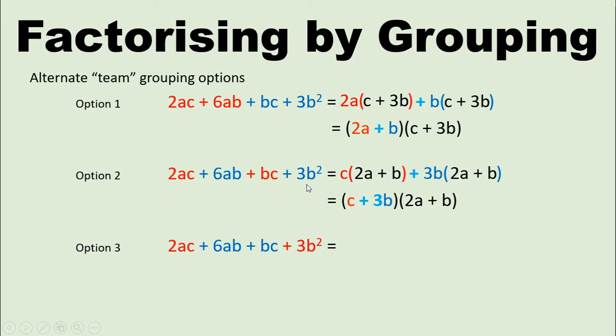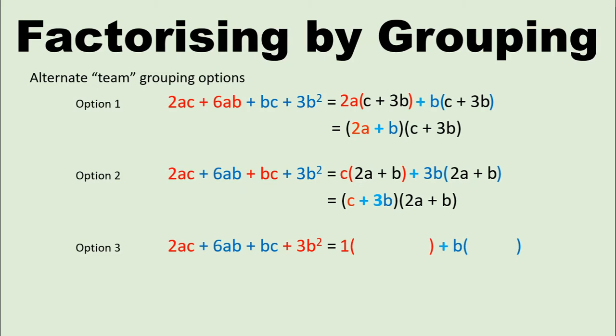What about if we grouped it like this? Now, you can choose your teams, but you must choose them wisely. If you chose a red team to be 4ac and 3b squared, what's the common factor?